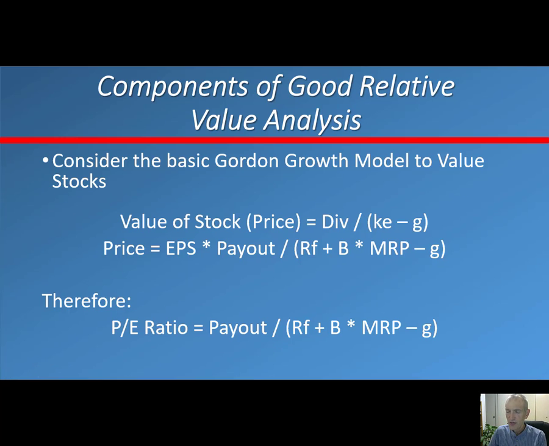In the early 80s, when we had really high interest rates, PE ratios were like 6 or 7. Really, really low. Today, with really low interest rates, we're seeing PE ratios in the 22, 23, 24 range. Much, much higher PE ratio because interest rates are low.